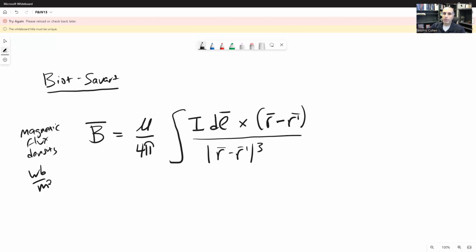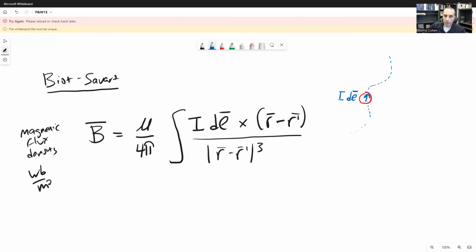Now let me remind you what this is. I dL basically represents a very small segment of current, where we have a little bit of current and a small length. So dL points in the direction of that current, and I is the current that is running along. If we have a long wire, for example, and here is the current along that wire, this would represent one small piece of that wire.